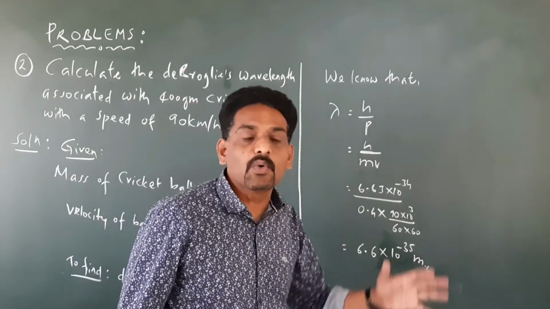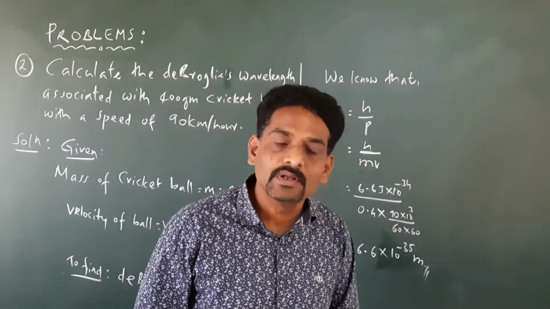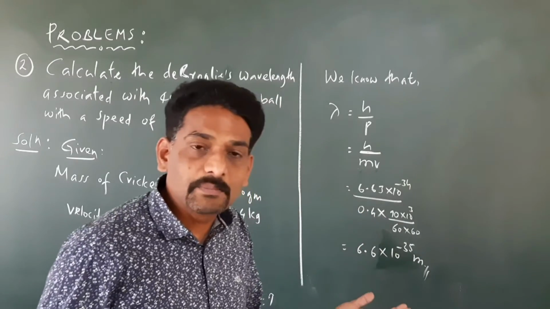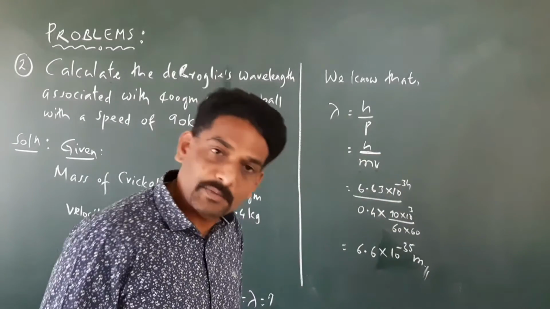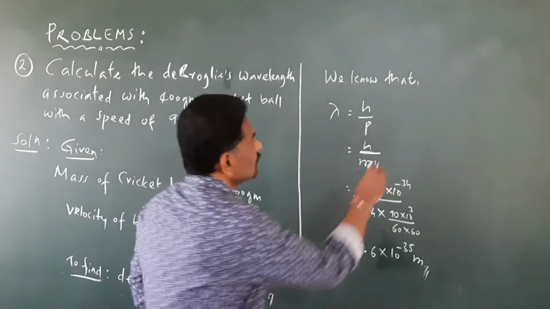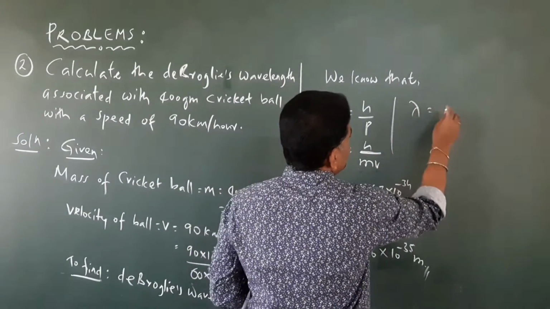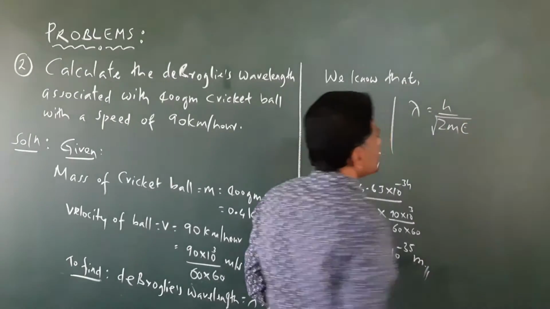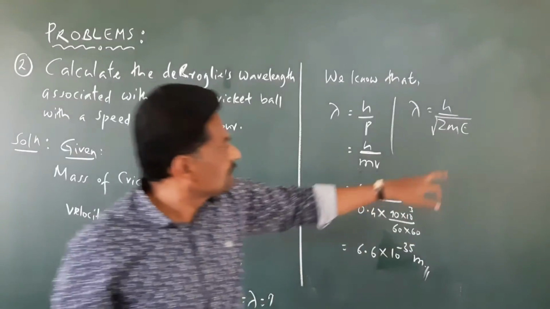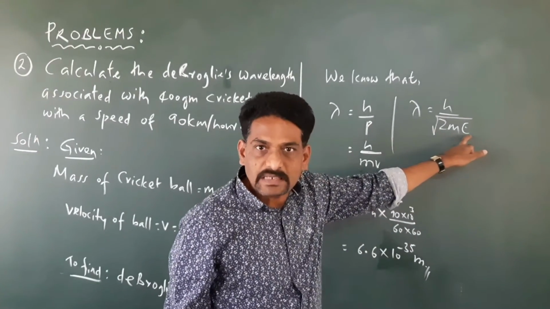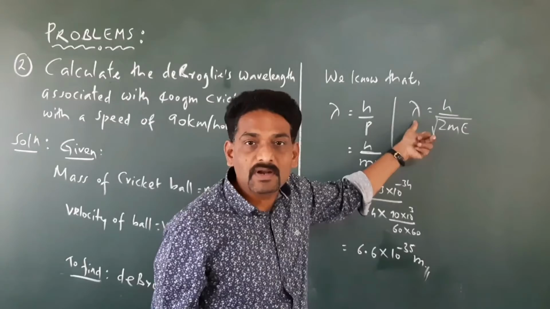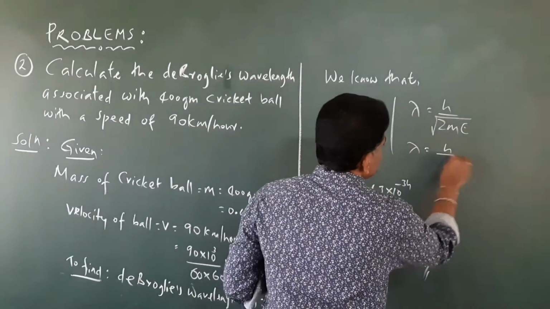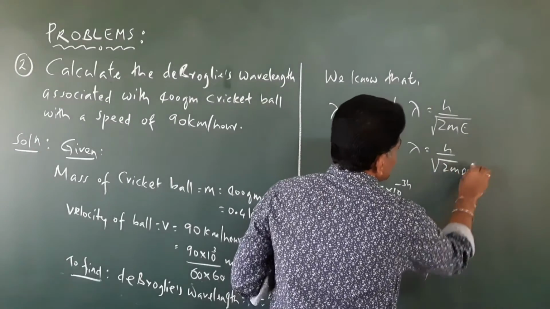So this is how we can solve the problems based upon de Broglie's wavelength, right? There may be problems based upon some other form of de Broglie's equation. We have the de Broglie equation as lambda equals h divided by root of 2mE. So there will be problems based upon this formula. They will give the value of energy E, and they will ask to calculate the value of lambda.